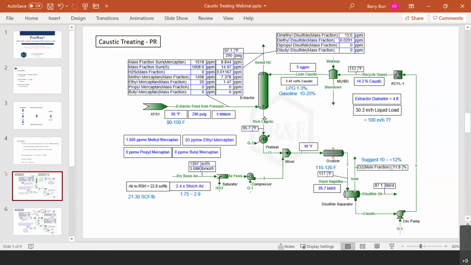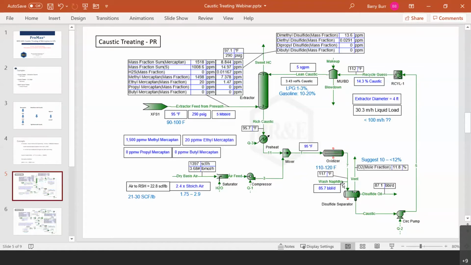So now we have this rich caustic stream. It's got mercaptans in it that it did not have before. We preheat it, we mix it with some air, because that air, oxygen, is needed for this oxidation reactor, and then we pass it through a reactor, and this is just going to be a conversion reactor inside of ProMax, because this is a very complete reaction so long as you have enough air and a sufficient amount of catalyst in the solution. And then we send this to a disulfide separator.